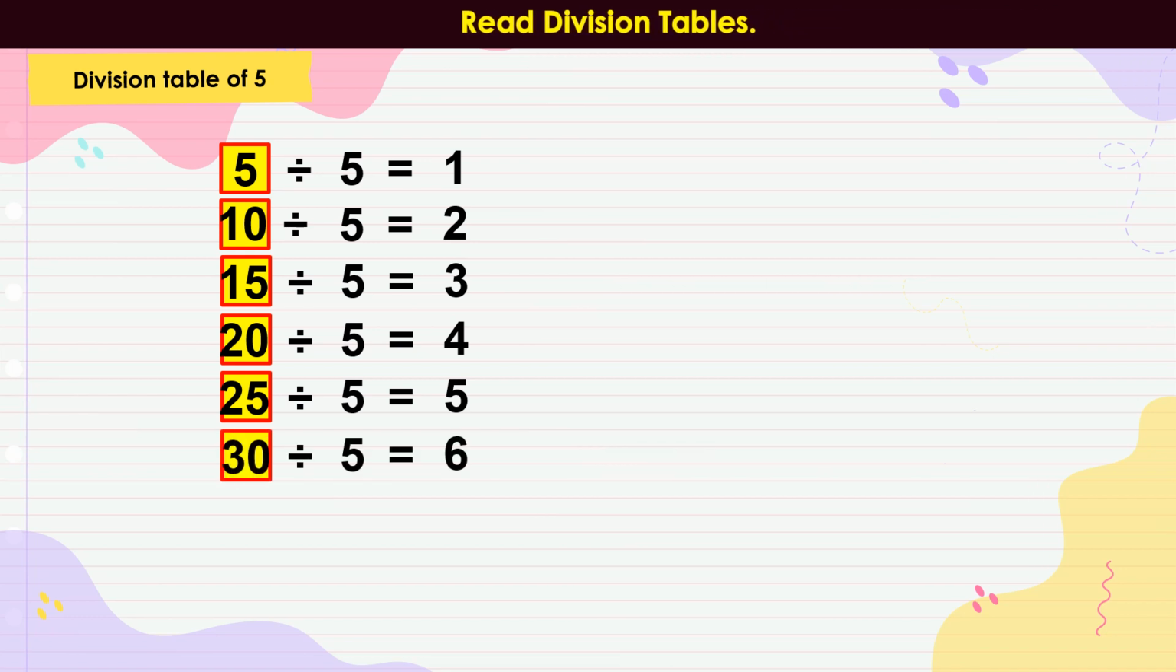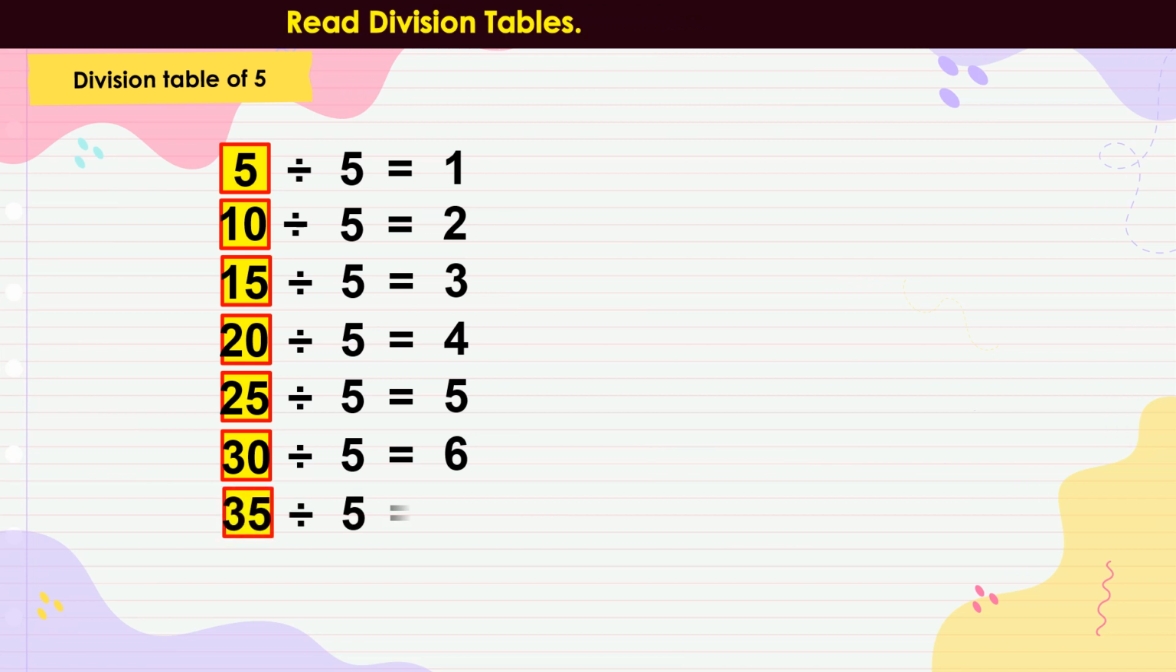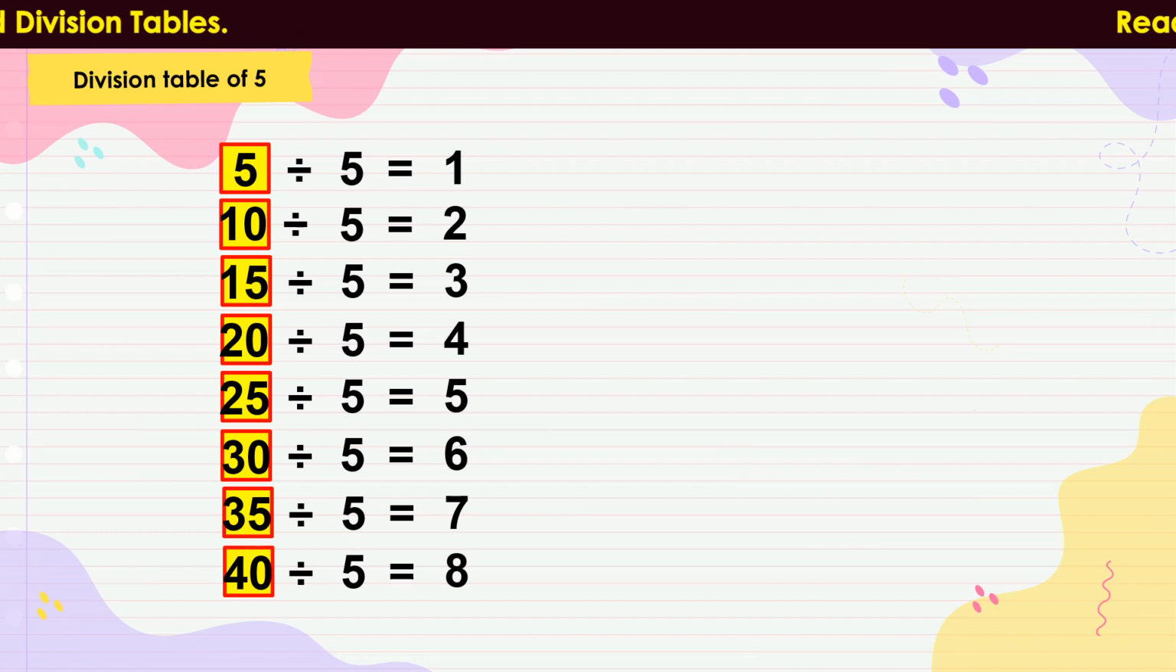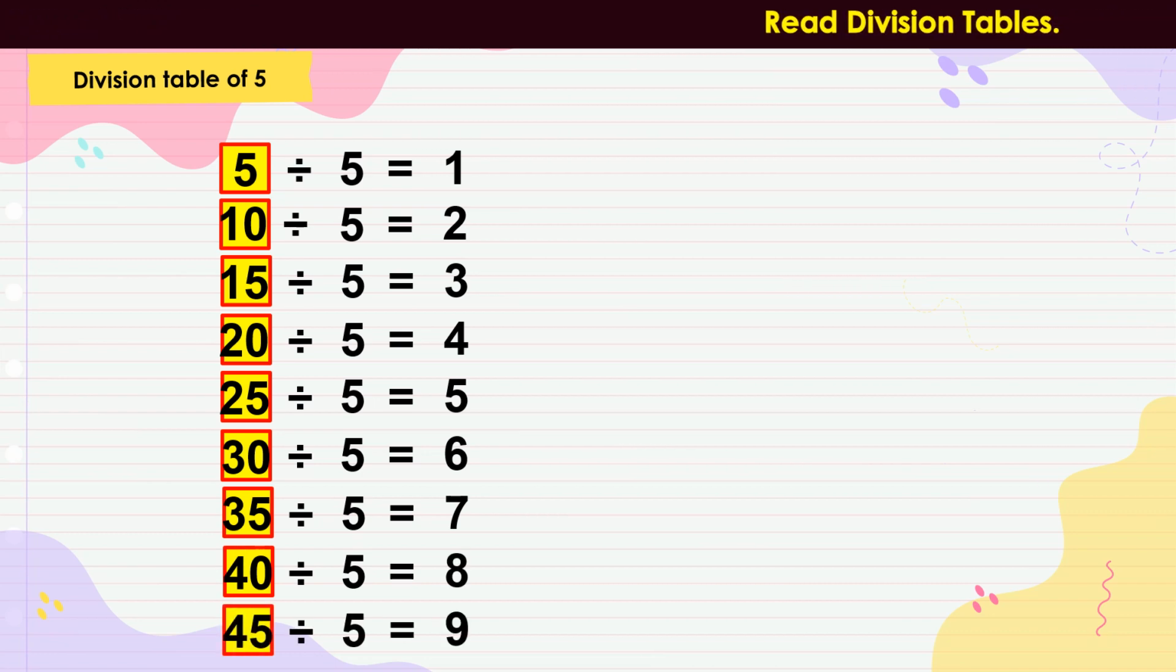30 divided by 5 is equal to 6. 35 divided by 5 is equal to 7. 40 divided by 5 is equal to 8. 45 divided by 5 is equal to 9.